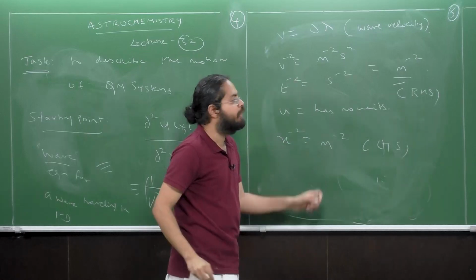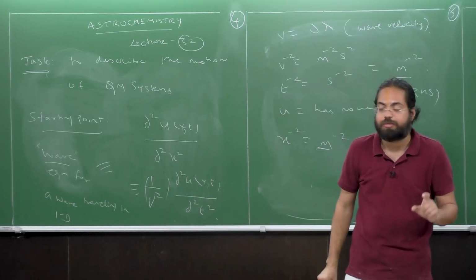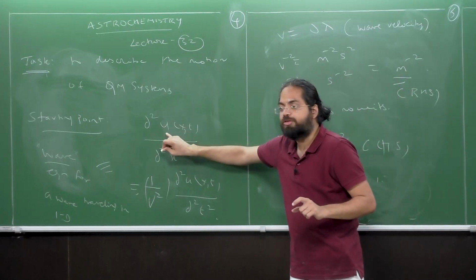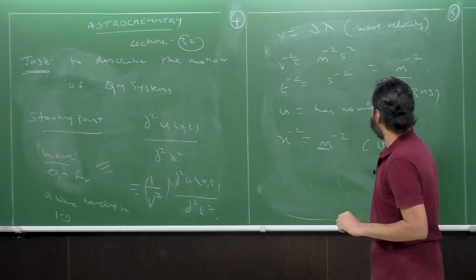So therefore, we are dimensionally good. And note though there is still one caveat. I haven't explained why u still has no unit. Okay, we will look into that in the tutorial. All right. So we start off with this equation.